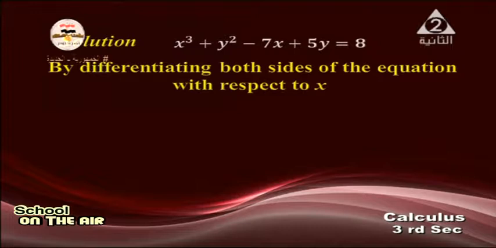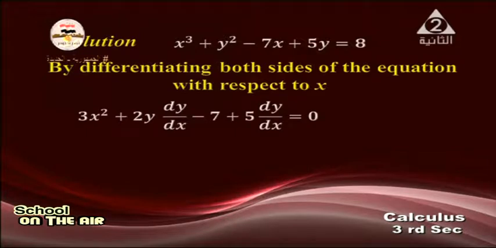We differentiate both sides of the equation with respect to the variable x. What about the derivative of x power 3 with respect to x? It is 3x power 2. And the derivative of y power 2 with respect to x is 2y dy dx. And the derivative of negative 7x is negative 7. And the derivative of 5y is 5 dy dx. Equals the derivative of 8, which equals 0.